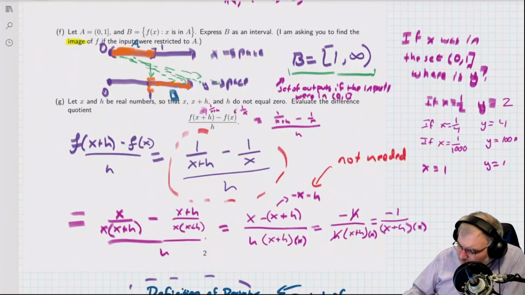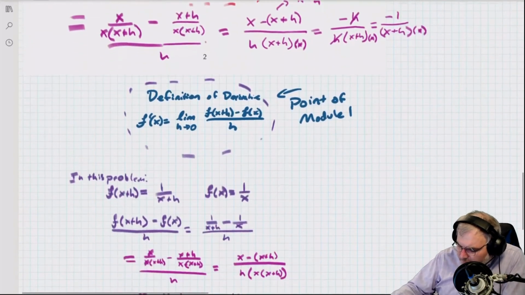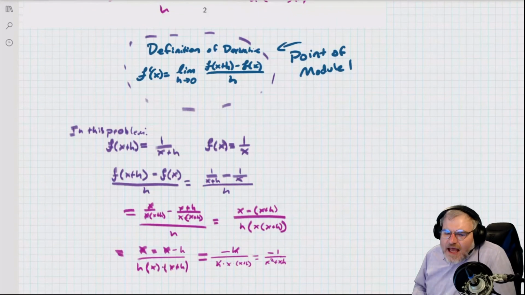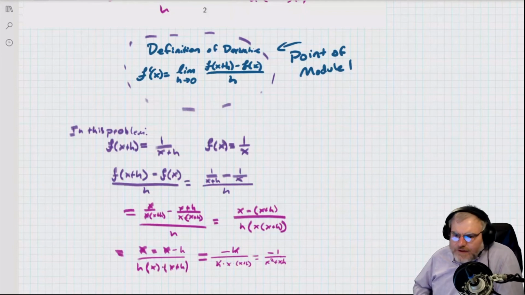Now, if you wanted to simplify it, you could. There's the work. You wind up with -1 over x plus h times x. You could simplify that further: -1 over x squared plus x times h. On Wednesday, during the quiz review, which of course you don't have to attend because you're attending this one, I will go over exactly when to simplify, when to not, and how to kind of judge that. Are there any other questions?